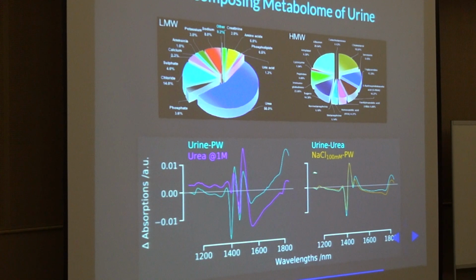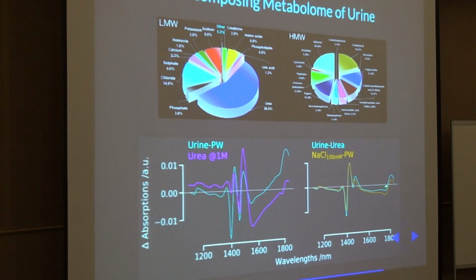But what I would like you to notice is how close this urea-subtracted spectrum is to just sodium chloride in water. This is 100 millimolar. The spectral pattern is very, very similar. You could even be fooled that the blue spectrum is also sodium chloride. Of course not, because there are some very slow intensity bands that are not urea.